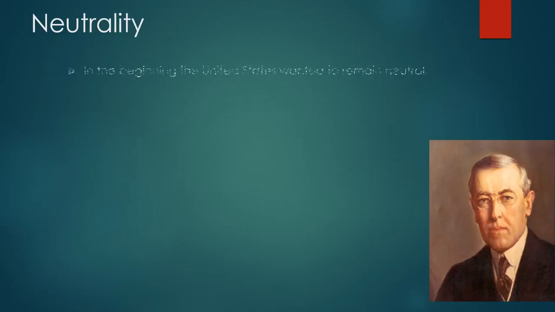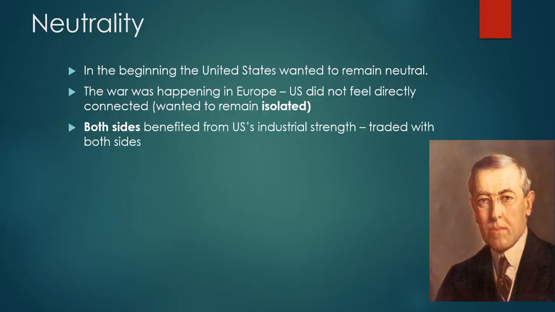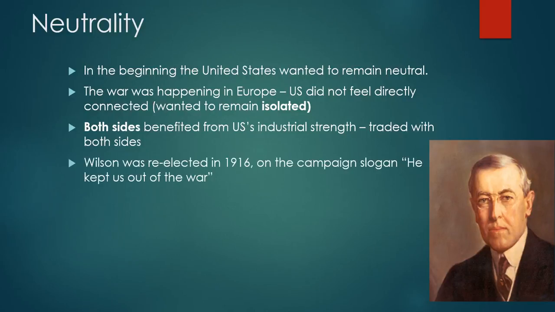Speaking of Americans, in the beginning, 1914, we wanted to remain neutral. Think about the simulation. The United States wasn't really involved at all except for in trade. The war was happening in Europe, and the U.S. did not really feel directly connected. Germany wasn't being aggressive towards them or anything. Neither was Austria-Hungary. Neither was Serbia. They weren't allied with the UK or France. And both the Allied powers and the Central powers benefited from the U.S.'s industrial strength, so the U.S. was able to trade with both sides.